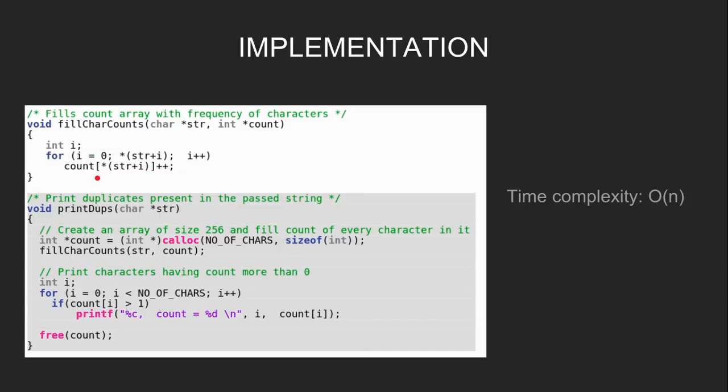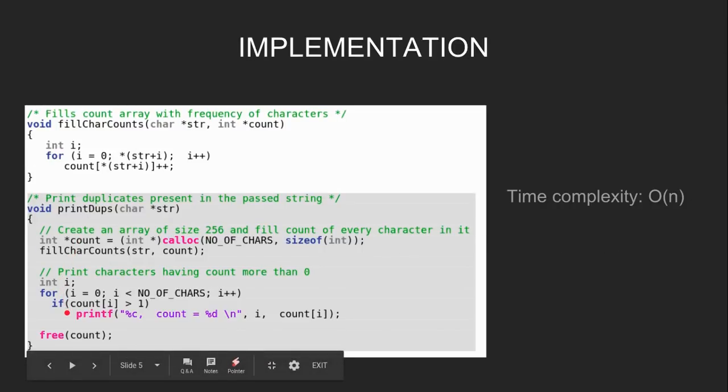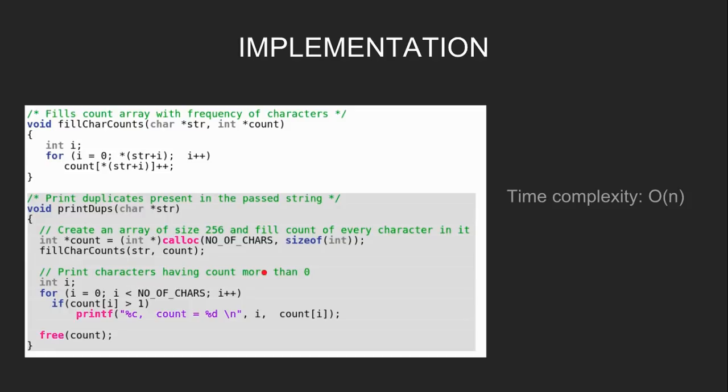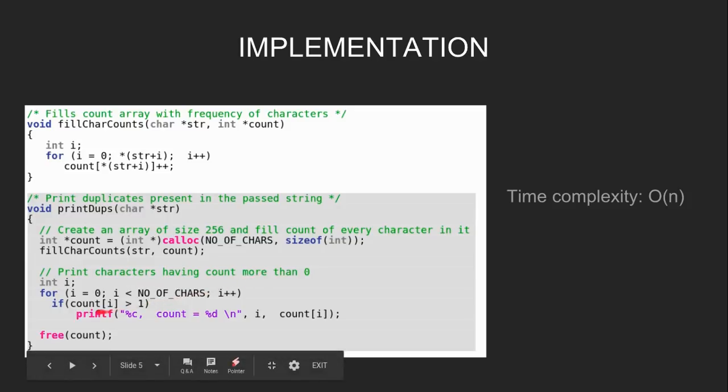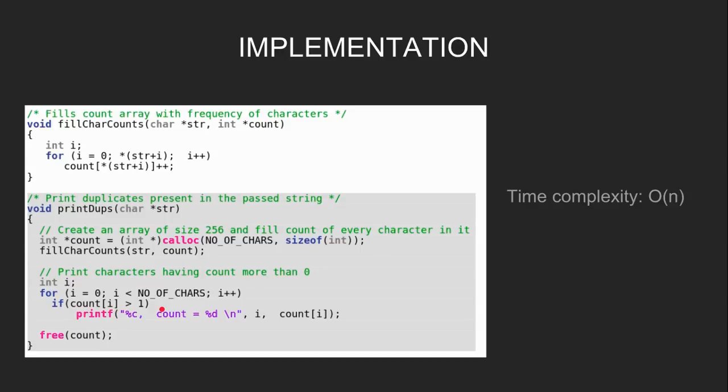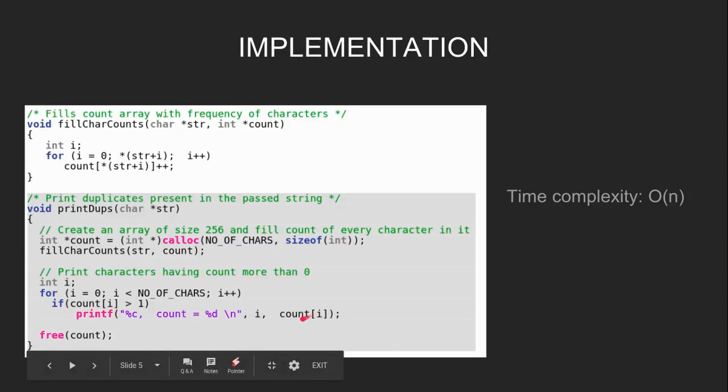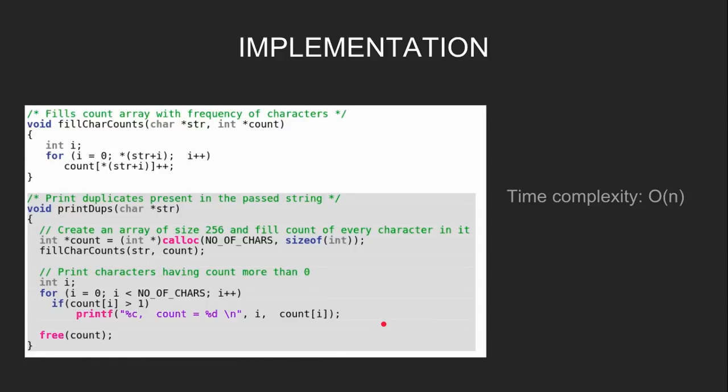Now we will print the characters having count more than 0. Then we traverse through the count array and check if count of i is greater than 1. We print the index, that is the character, and its count. The time complexity of this solution is O(n), as we have only single loops for traversal.